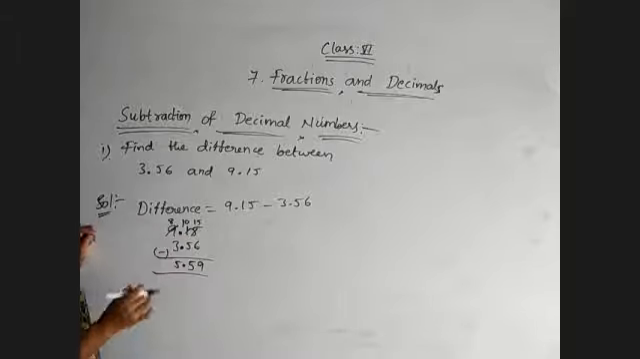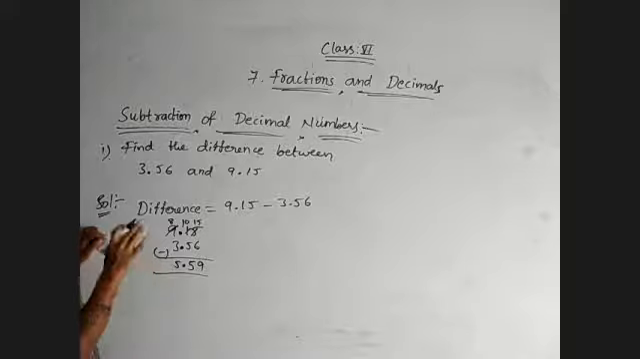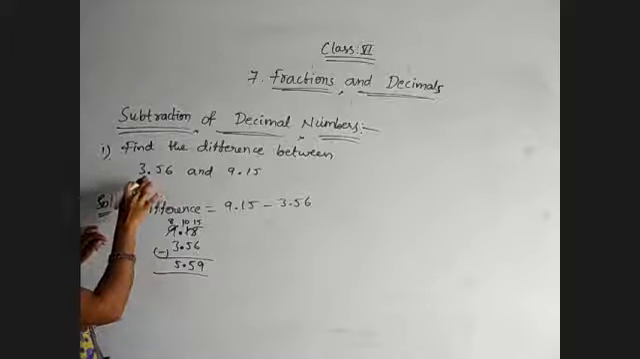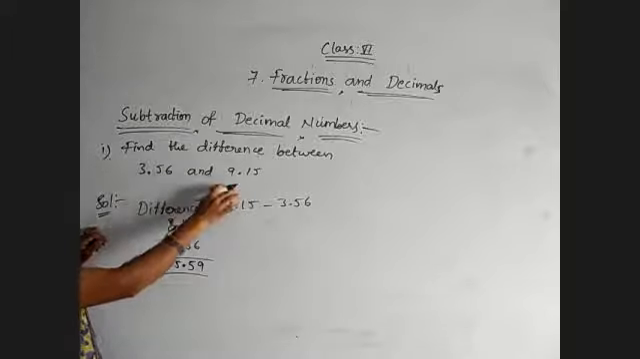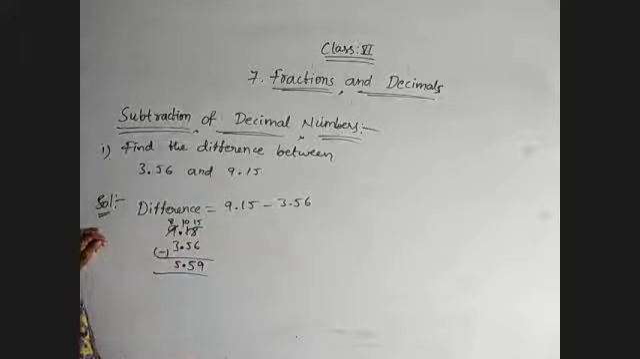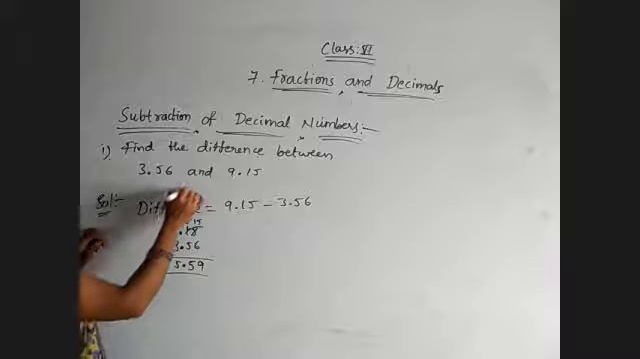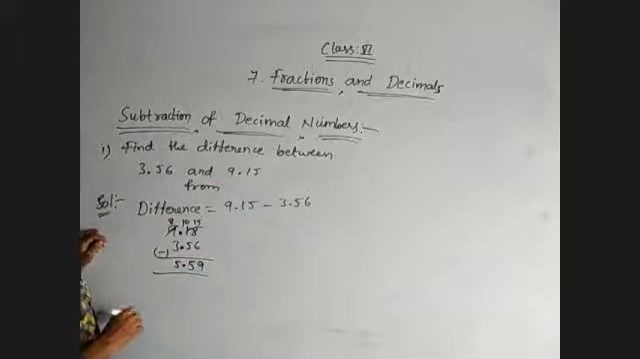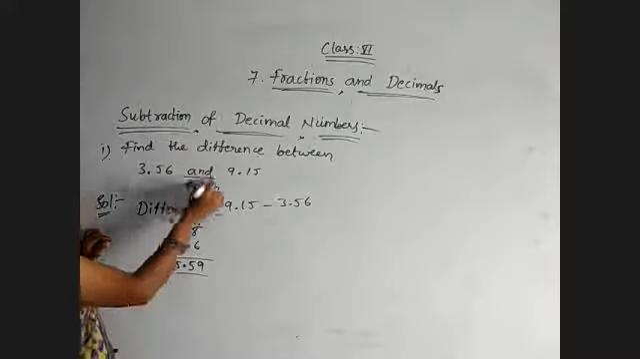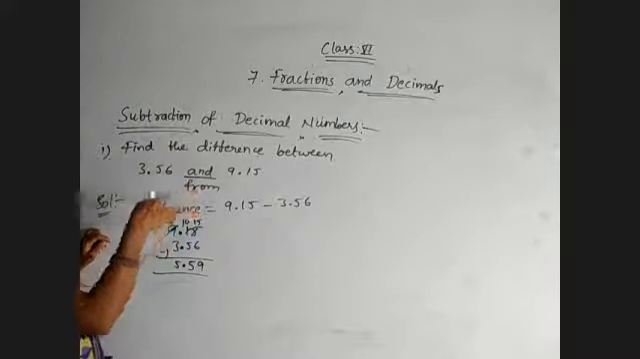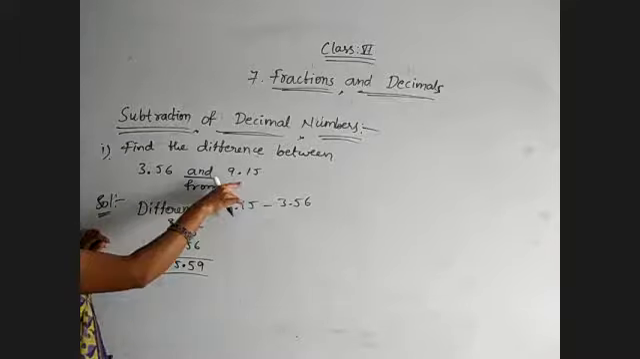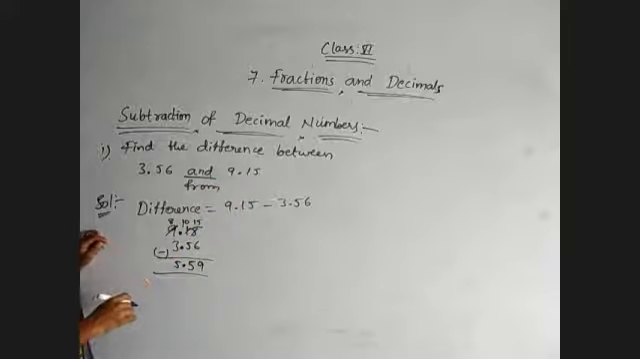If they are given unlike decimals, and remember, if they ask to subtract 3.56 from 9.15, the bigger number will be given in the second place. So 9.15 minus 3.56 you must take. Whenever "from" is given, you must take the second number first. If "and" is given, find out which one is greater and finish like that. If "from" is given, select the second number. Now just see the example.